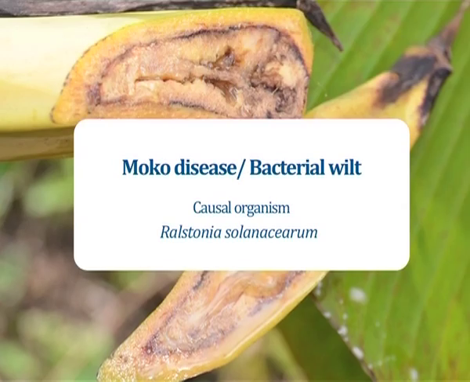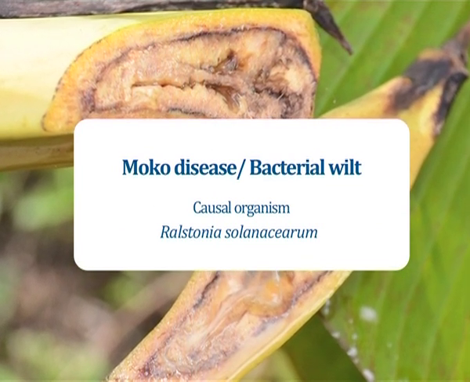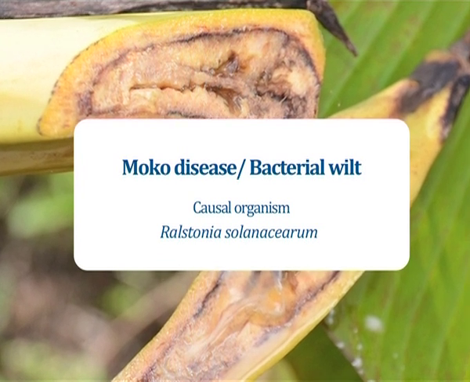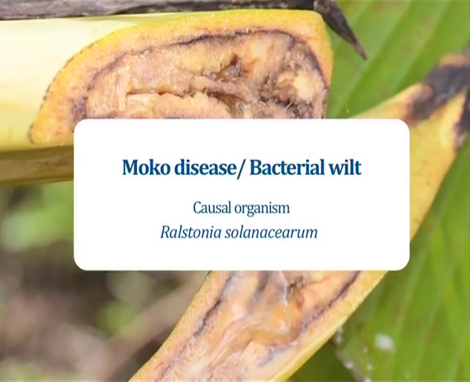First one is the Moko disease, also known as bacterial wilt. It is caused by Ralstonia solanacearum. Now coming to the symptoms of the disease. Symptoms start on rapidly growing young plants.